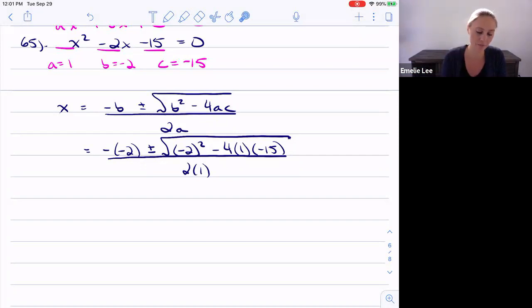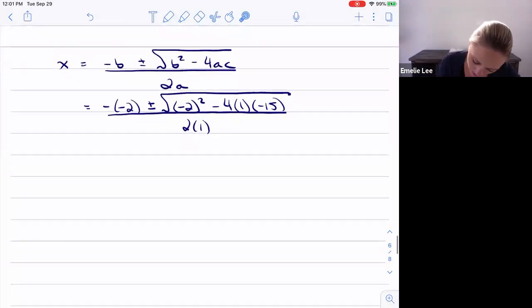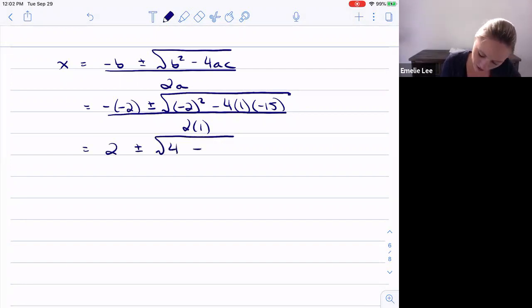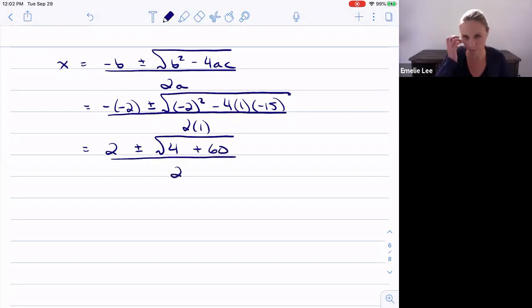otherwise it's wrong. So this becomes, negative 2 is 2, plus minus the square root of 4 minus 4 times negative 15. So 4 times negative 15 is negative 60. So minus negative 60 makes plus 60, divided by 2.